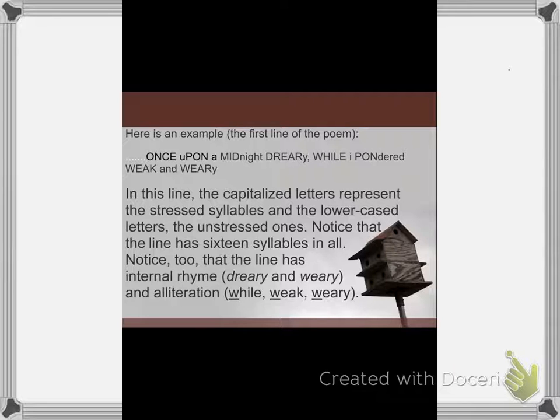Notice that the line has 16 syllables in all. Once upon a midnight dreary, while I pondered, weak and weary. All right, 16 syllables total.